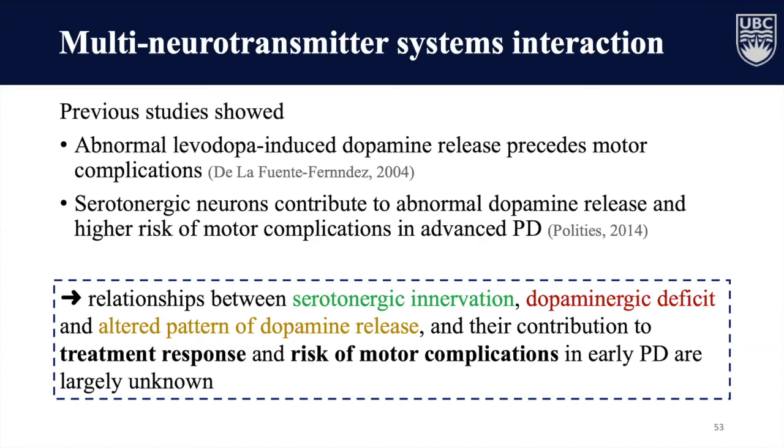However, the contribution of the serotonergic system to dopamine release in early disease, where there's still relative preservation of the dopaminergic system, is unknown. In addition, it's not known if the dopamine released by the serotonergic system provides any therapeutic benefit. So we want to investigate the relationships between the serotonergic innervation, dopaminergic denervation, and altered patterns of dopamine release, and their contribution to treatment response and risk of motor complications in early Parkinson's disease.